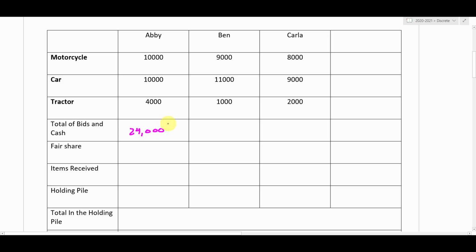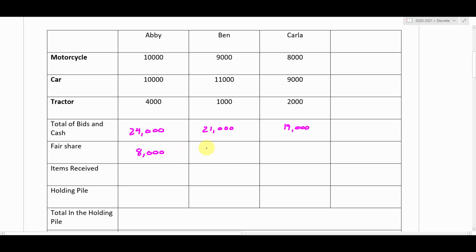And if I add up Ben's values here, we should get $21,000. And then adding up Carla's, we should get $19,000. That just comes from adding up their 3 bids for each person. Now to calculate fair share, I'm going to take 24,000. Since there's 3 players in this division, I'm going to take 24,000 divided by 3, which would get me $8,000.